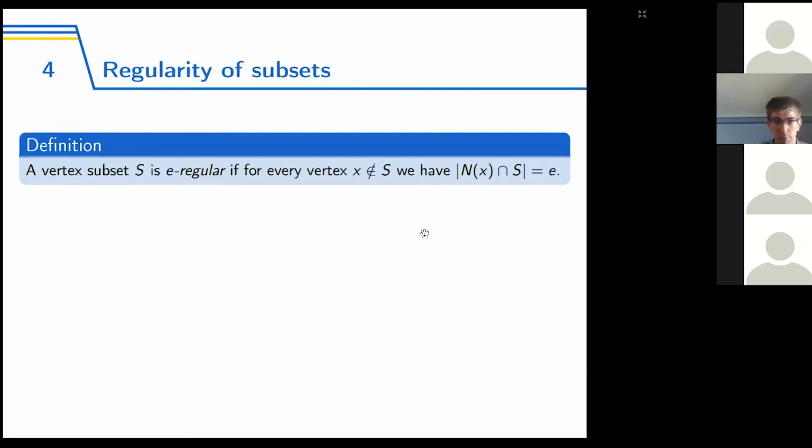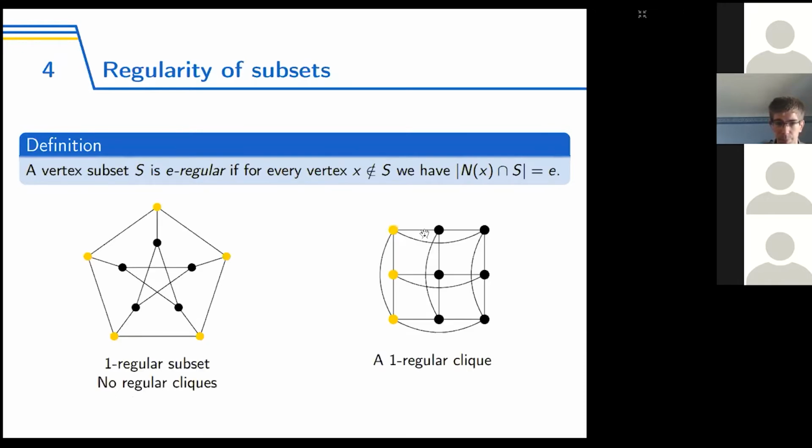What's important here is that I will also be talking about regularity of subsets. A vertex subset of a graph is e-regular if every vertex outside of this subset has precisely e neighbors inside the subset. So, for instance, this outer cycle of the Petersen graph is a one-regular subset because every black vertex has precisely one yellow neighbor.